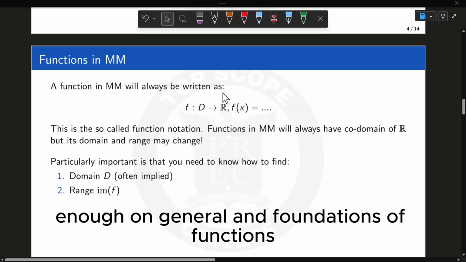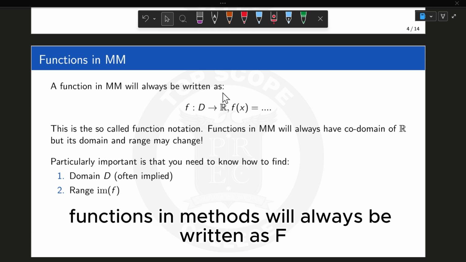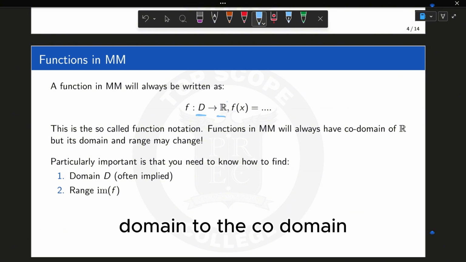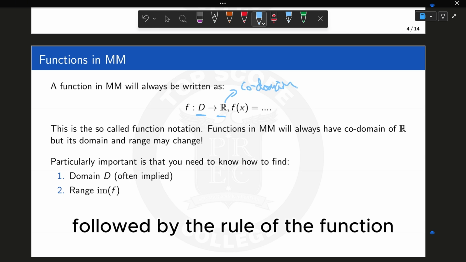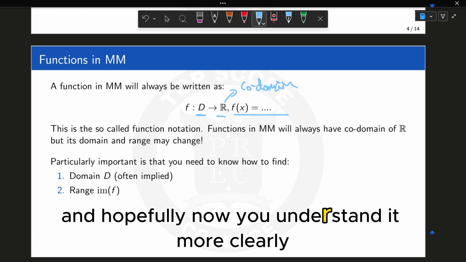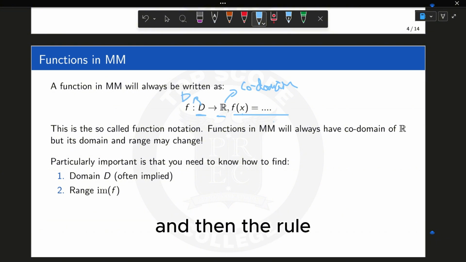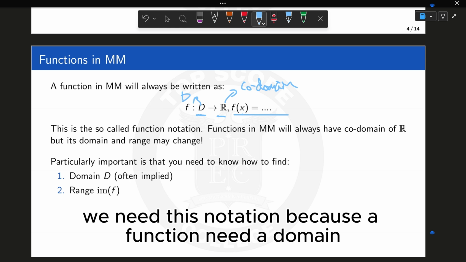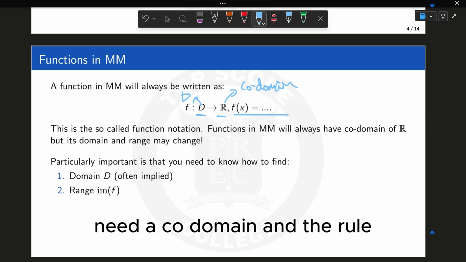Enough on general and foundations of functions. Let's turn to functions in methods. Functions in methods will always be written as f from the domain to the codomain, where the codomain is always just R, followed by the rule of the function. So this is what we call the functional notation, and hopefully now you understand it more clearly. It's really just showing the domain to the codomain and then the rule. We need this notation because the function needs a domain, a codomain, and the rule.